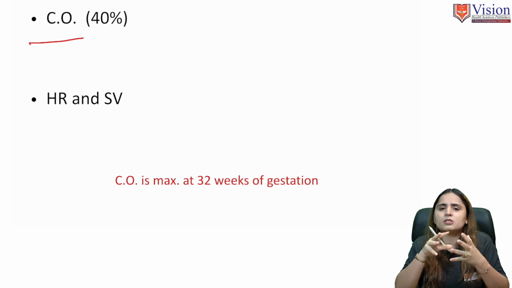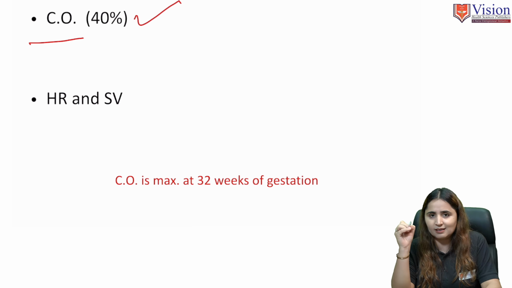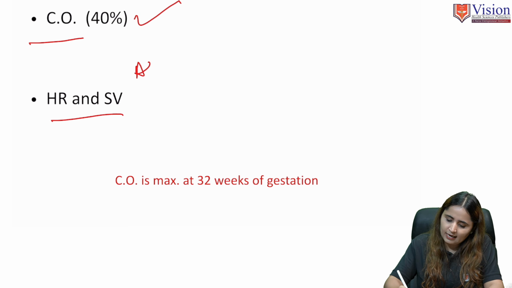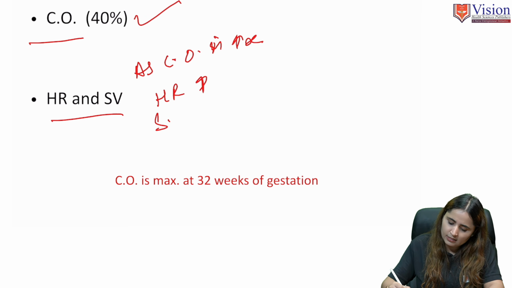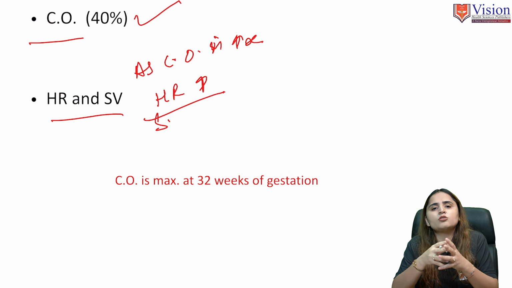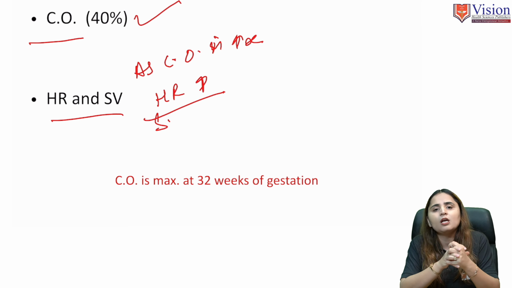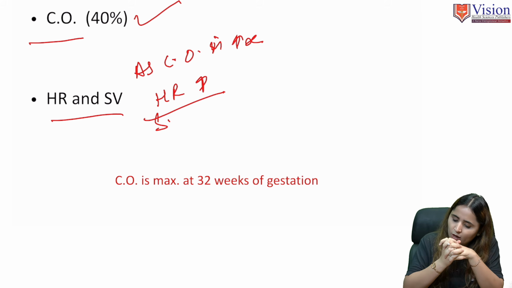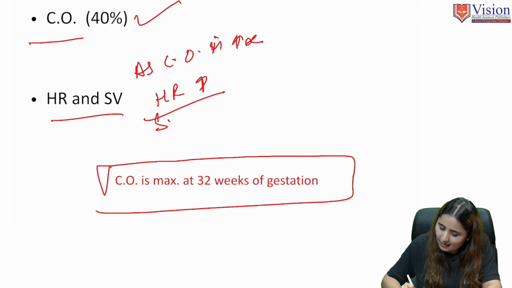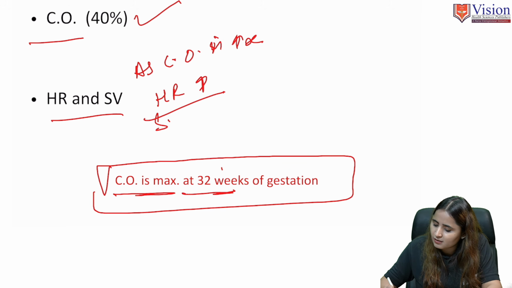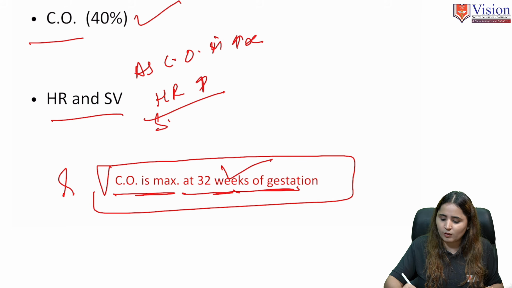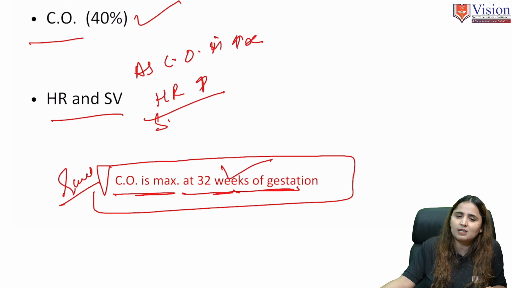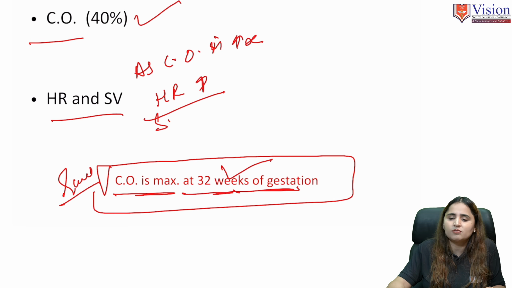Okay. And now further in the cardiovascular system, as the blood volume is increased, it will put pressure on the heart and the cardiac output increases by 40%. And as the cardiac output is increased, it will lead to an increase in the heart rate. Heart rate is also going to increase in this time period due to the increase in the cardiac output. And also remember, my friends, that the cardiac output is maximum at 32 weeks of gestation in pregnancy. I'm talking about pregnancy. If the question comes that in pregnancy, at what week of gestation the cardiac output is maximum, we'll say at 32 weeks of gestation.